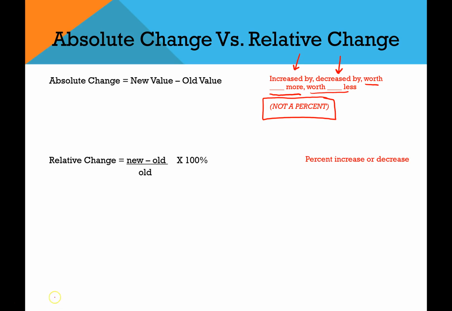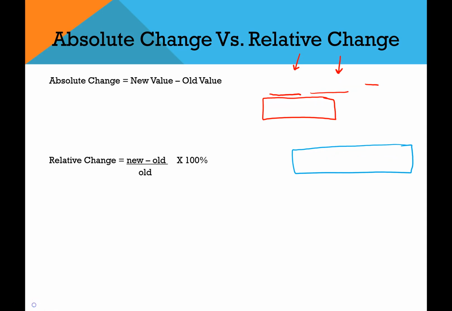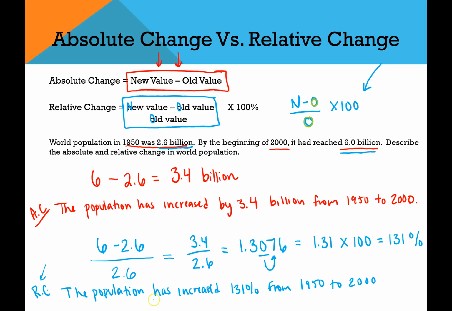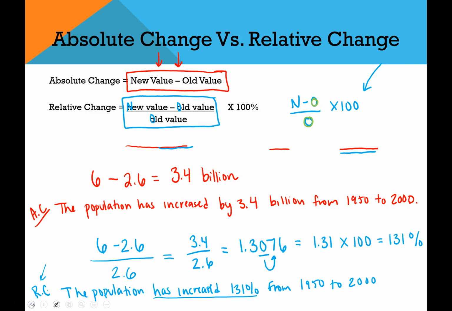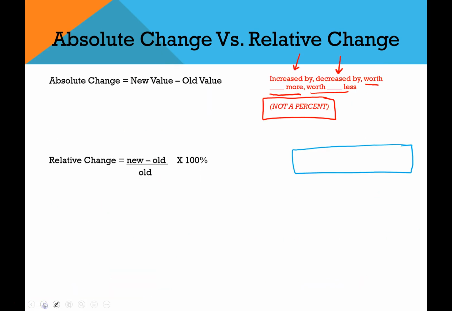Relative change, however, is going to be a percent. And almost always you're going to say something like percent increase or percent decrease after. If we go back and we look here, we have the percent has increased by, or increased 131%. So you have that increased or has decreased. And obviously if you get a negative number, you would say decrease. If you had a positive number, you would say increase.